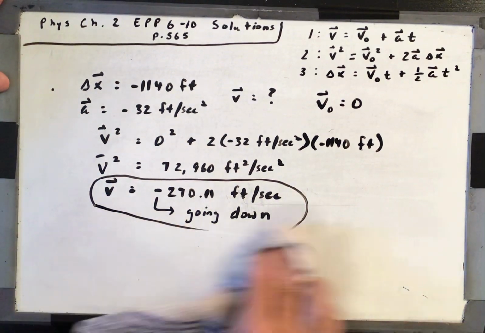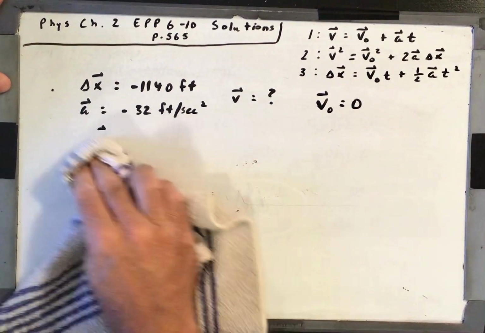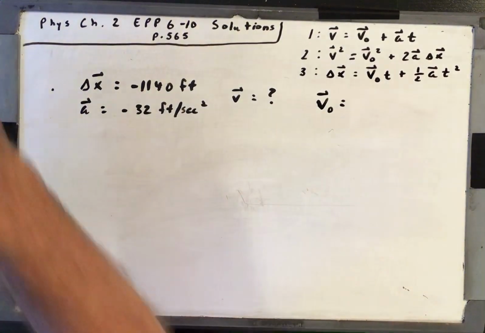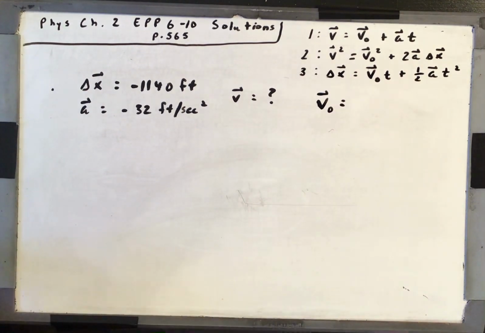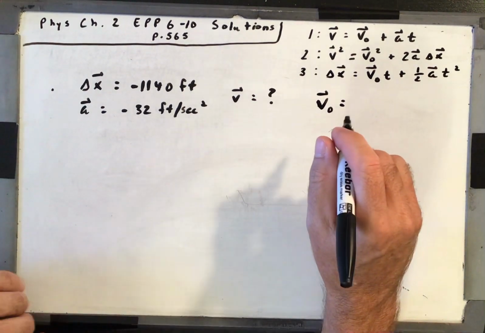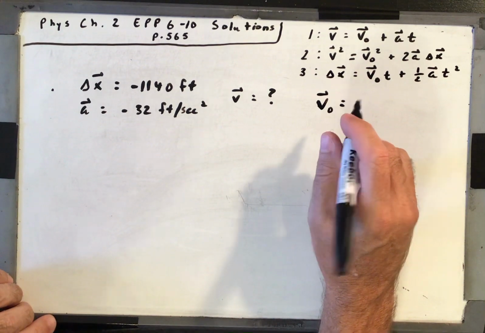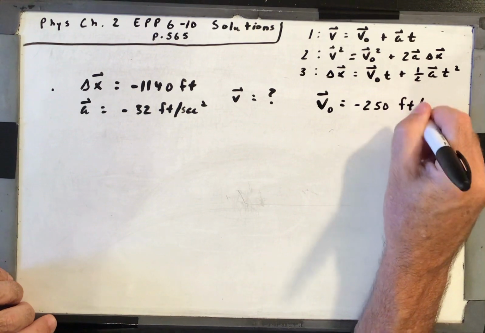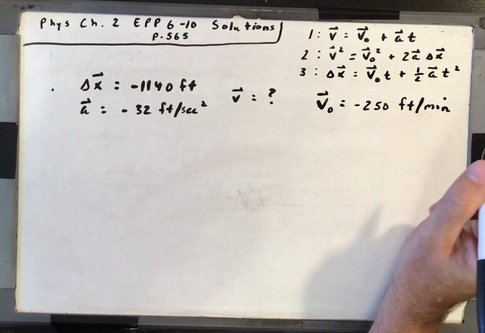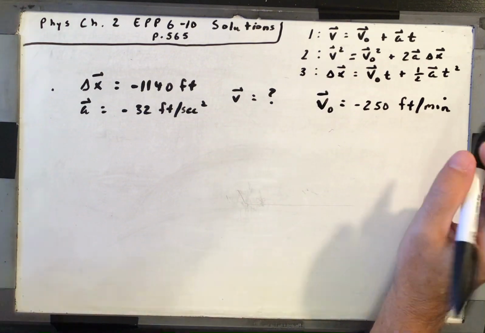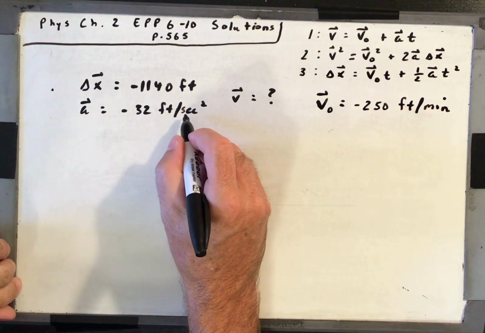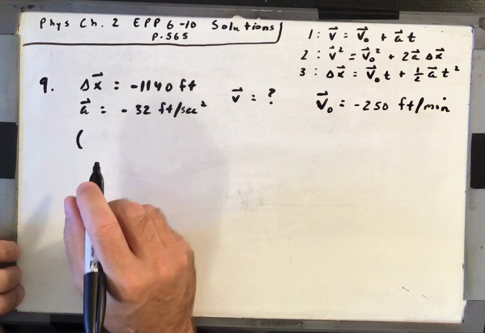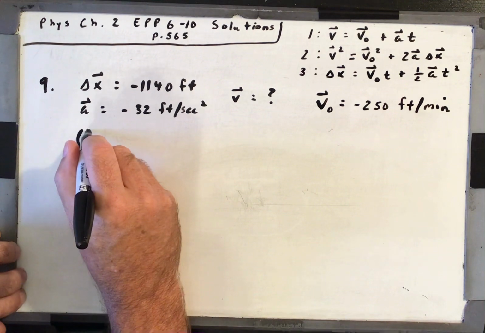I'm going to leave the same information up. This time we have a little bit of an initial velocity. The initial velocity in number 9 is if it were descending at a rate of 250 feet per minute. So that'd be negative 250 feet per minute. All right, so feet per minute, feet per second squared. I'm going to have to do a little bit of a unit change here.